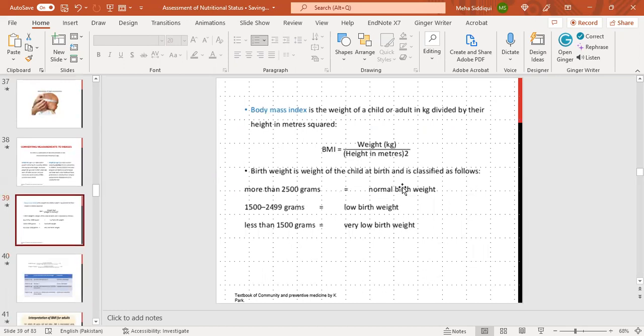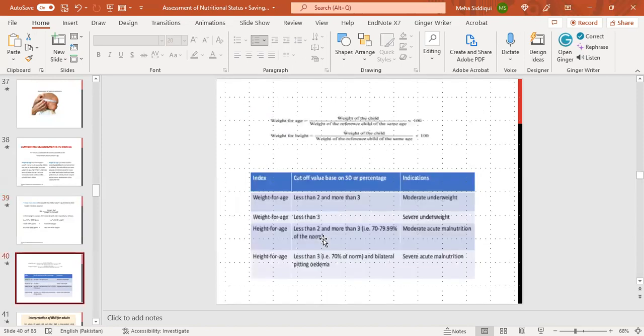Body mass index is the weight of a child or adult in kg divided by the height in meters squared. Birth weight is the weight of the child at birth and is classified as follows: if it is more than 2.5 kg or 2500 grams, then it is considered normal birth weight. If it is 1500 to 2499 grams, then it is considered low birth weight. And if the weight is less than 1.5 kg or 1500 grams, the baby is considered very low birth weight.